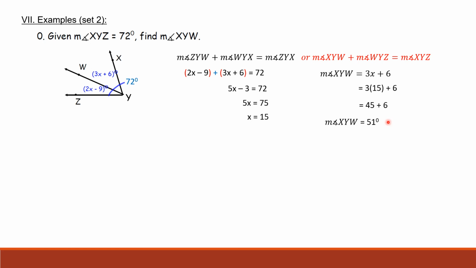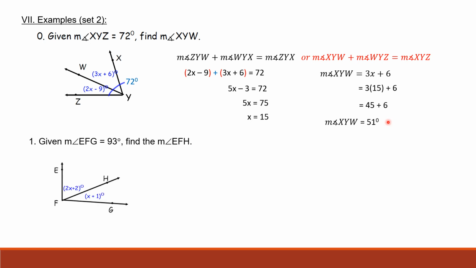Okay, so we're going to go back to your notes. Given the measure of angle EFG is 93 degrees, find the measure of angle EFH.